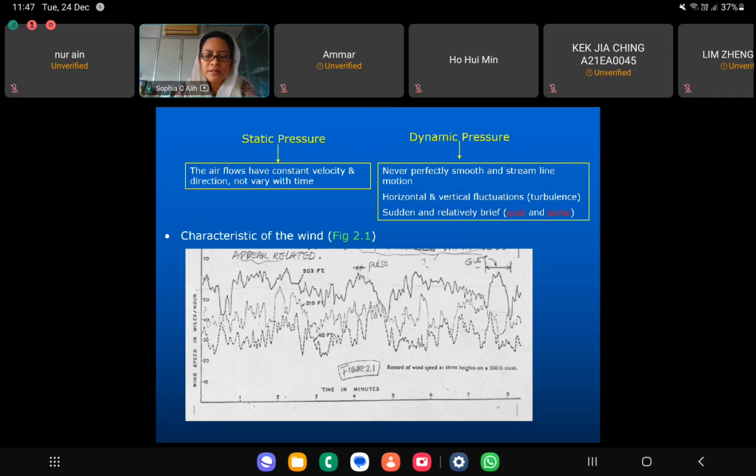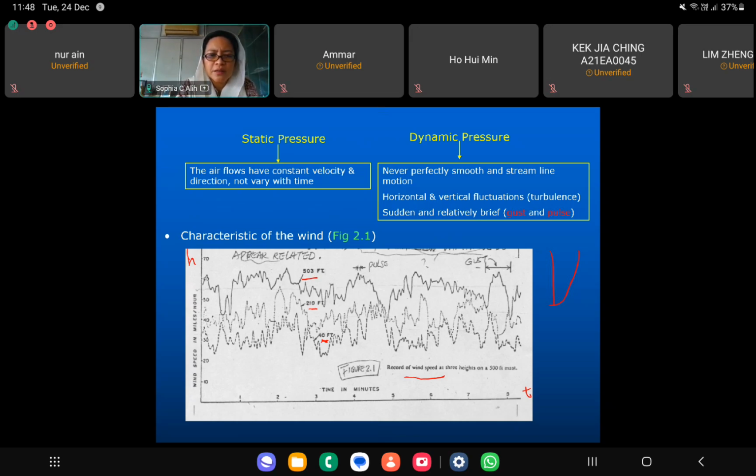And if you see here, this is a typical record of wind speed at 3 different heights. I mentioned to you that one thing which is very important is your wind profile. And this wind profile depends on the height. So if you look in here, this is the wind record and this is the time and this is the height from the ground. So you can see here the first one is for the 40 feet and then you have the second line for the 210 feet and the top one is for the 503 feet.